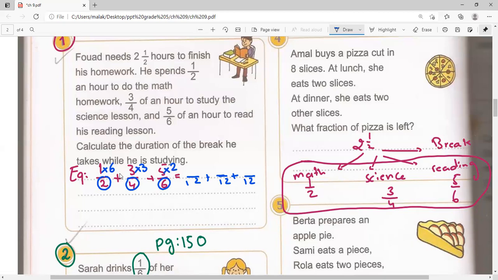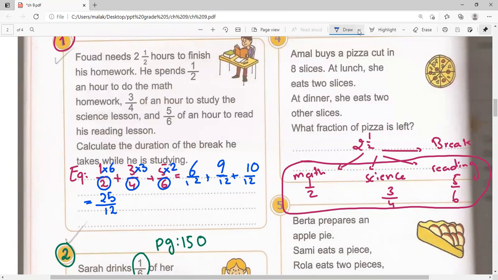1 times 6, how much? 6. 3 times 3, 9. And 5 times 2, 10. Now we can add them easily. 6 plus 9, 15. 15 plus 10, 25. Okay, thank you. So 25 over 12.